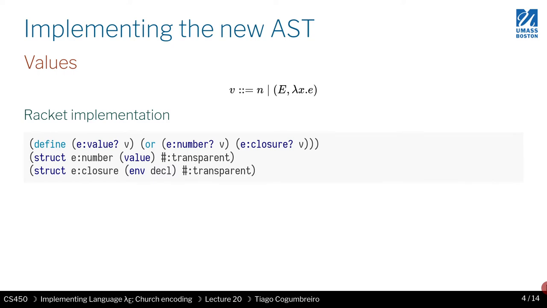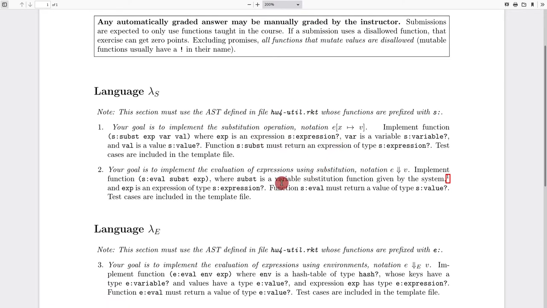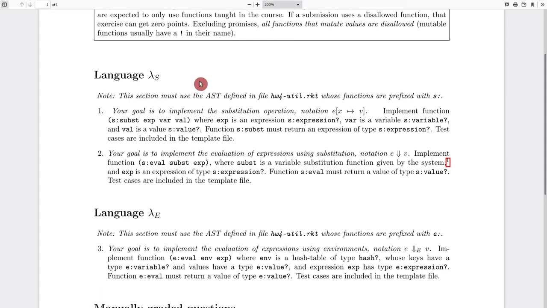So as you might remember, this is the PDF of homework assignment 4. There are two languages, as you might recall. There is a language Lambda S, which uses substitution to implement function calls, and there's a language Lambda E, which uses environments to do function calls. So each of these languages will have their own AST, and we covered in the last lesson why we need two different ASTs. Lambda S, we already covered this AST, so today I want to talk a bit about the abstract syntax of Lambda E.